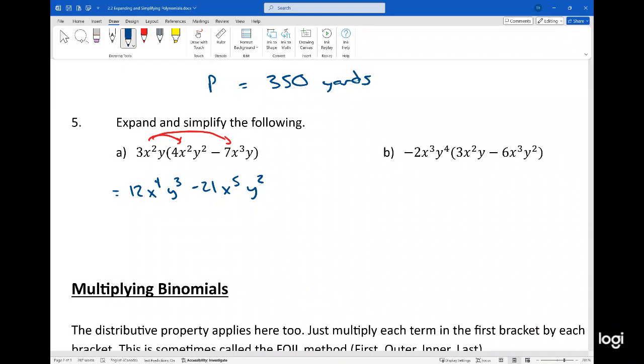Similarly for the other one, got to make sure we do everything in the bracket, each term in the bracket multiplied by the thing in front. This will give us negative 6 x to the 5, y to the 5, plus 12 x to the 6, y to the 6.